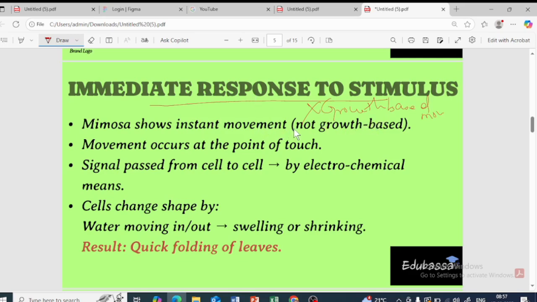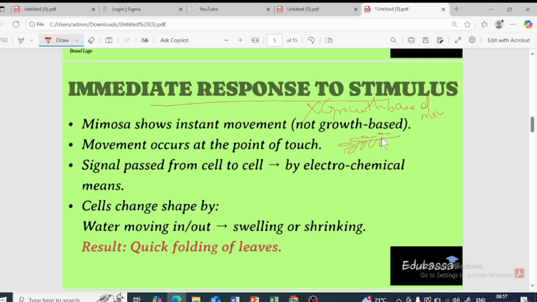So when you touch the touch me not plant, suddenly the leaves are going to fold and droop. That is going to take place immediately, whereas growth takes place after some time. It takes a lot of time, isn't it? So that is growth movement, but this is not a growth movement because it takes place immediately, just like the reflex action. Yes, the movement occurs at the point of touch. So at the point of the touch, the movement is going to occur.